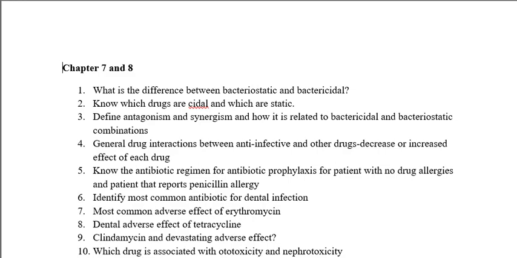The anti-infective group with the highest allergenicity is penicillins.